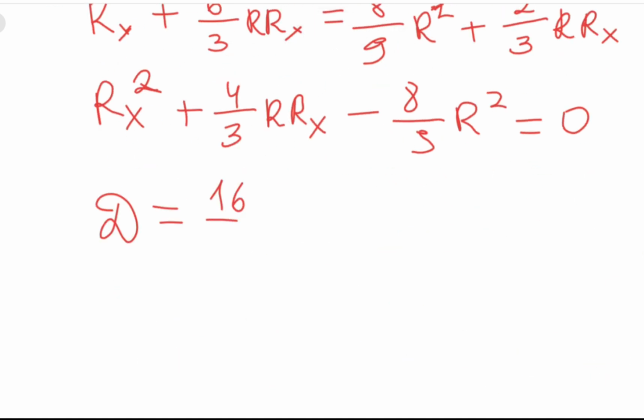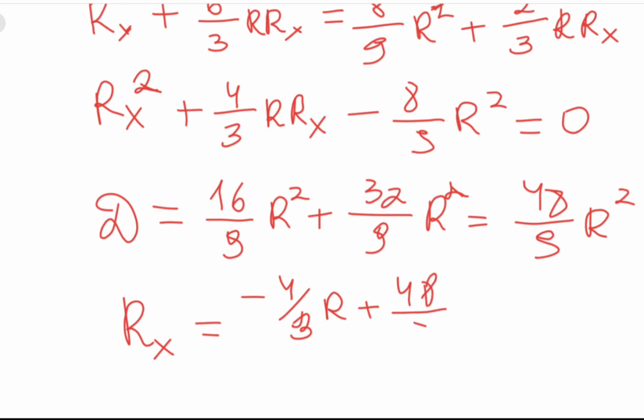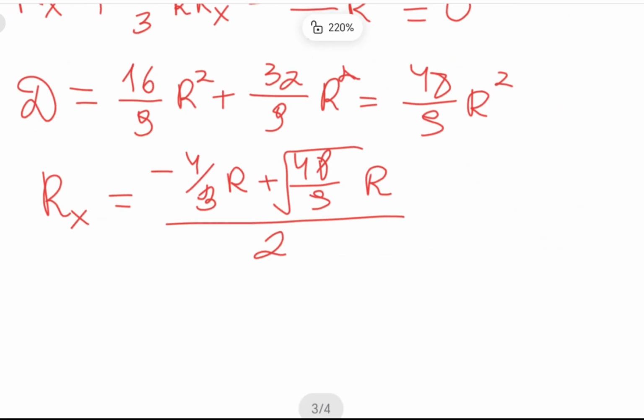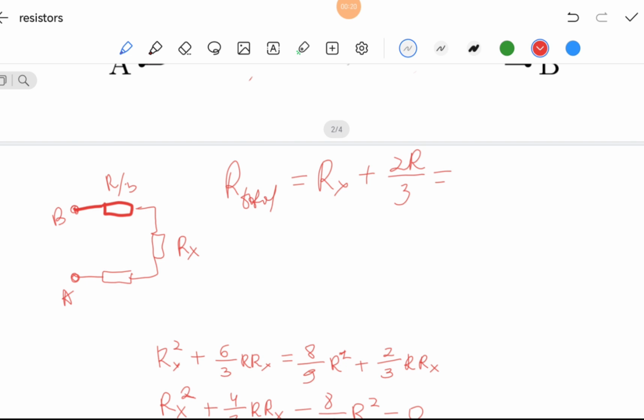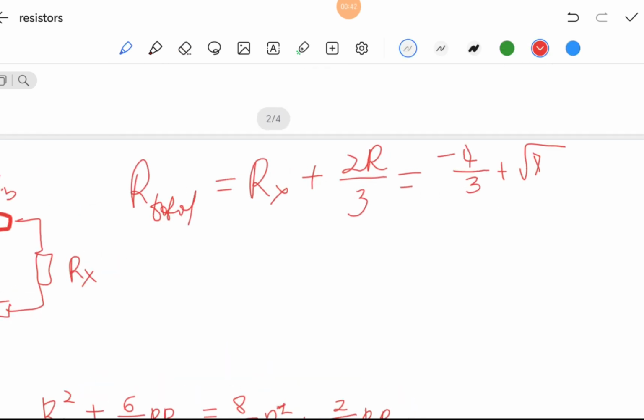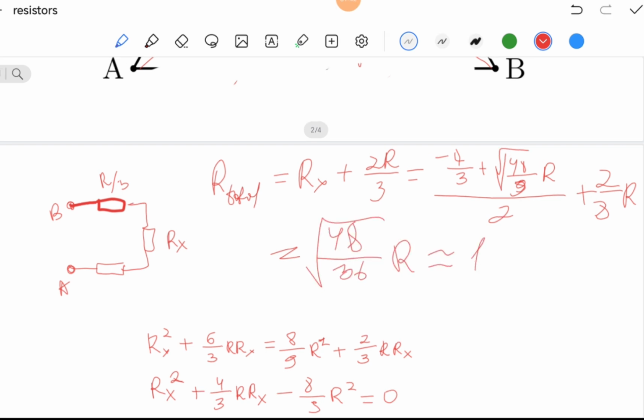To do this, we'll need to do a bit of mathematical manipulation. So we find that Rx is equal to this value. We will disregard the negative root because it lacks physical meaning, as resistance cannot be negative. So the resulting resistance is approximately 1.154 kiloohms. And that's it.